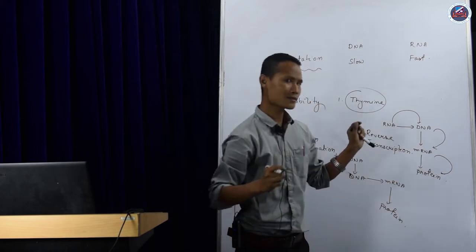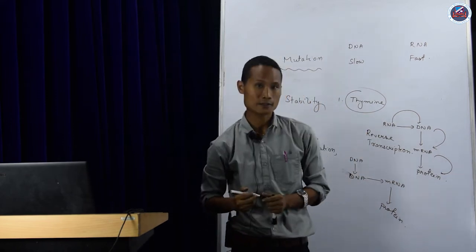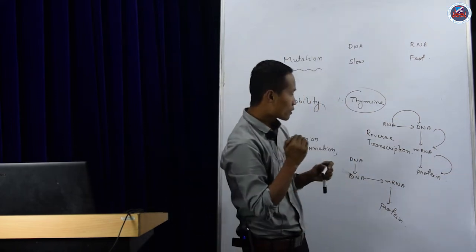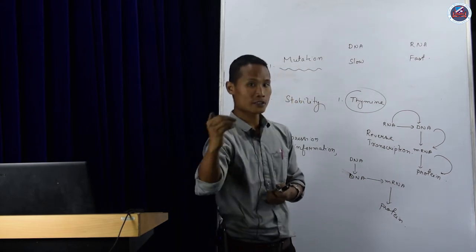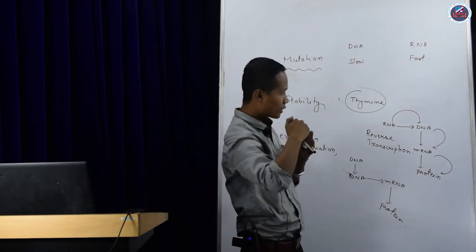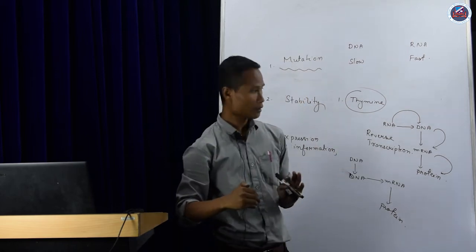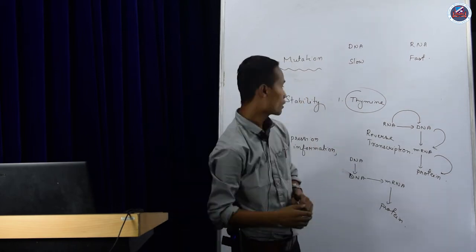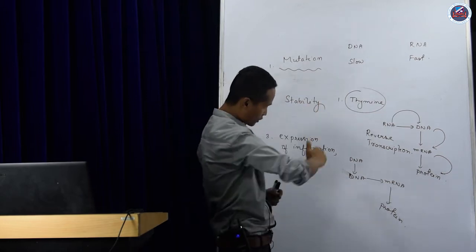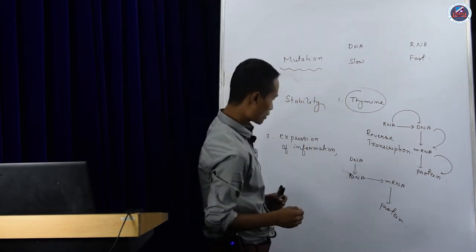You can see this example in the case of viruses, where RNA as the genetic material converts to DNA, and only then do they form mRNA, then protein. So these are the three important differences between DNA and RNA.